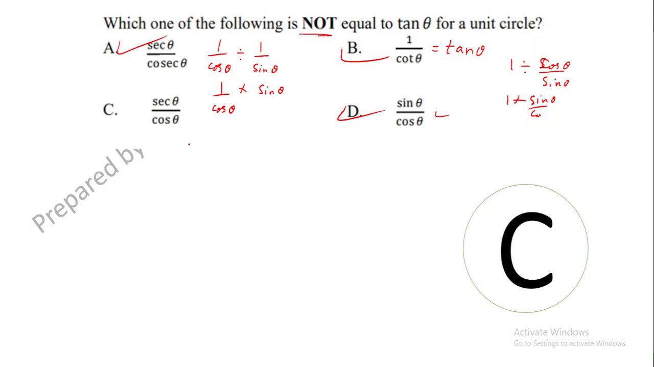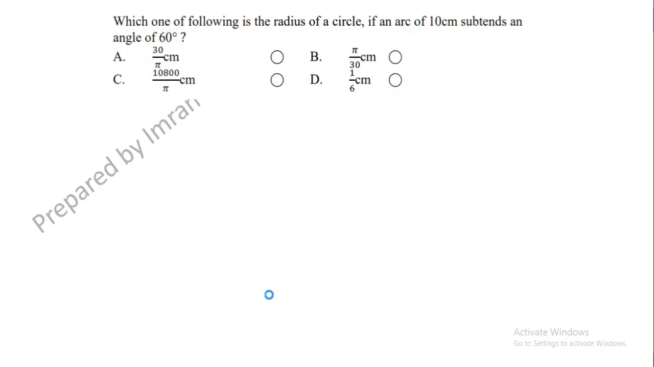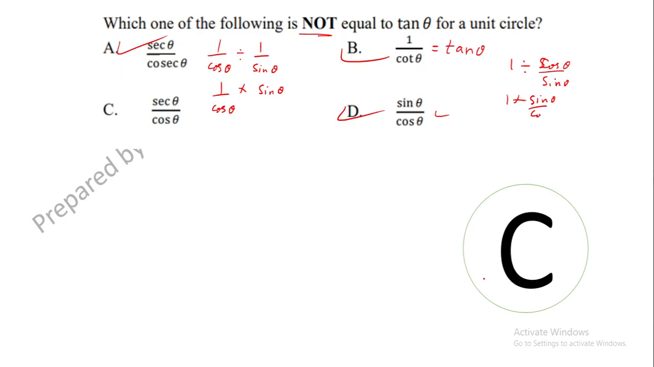So when you check this one, secant is 1 over cos square theta. So that is the option that is not equal to tan theta. So C option is the right one.